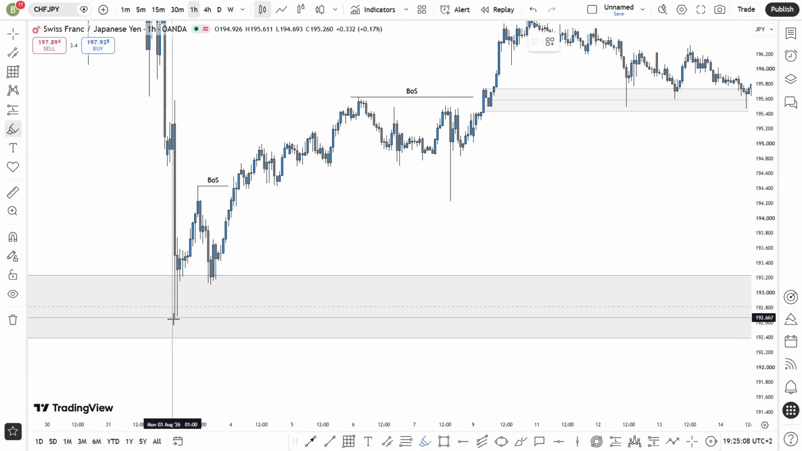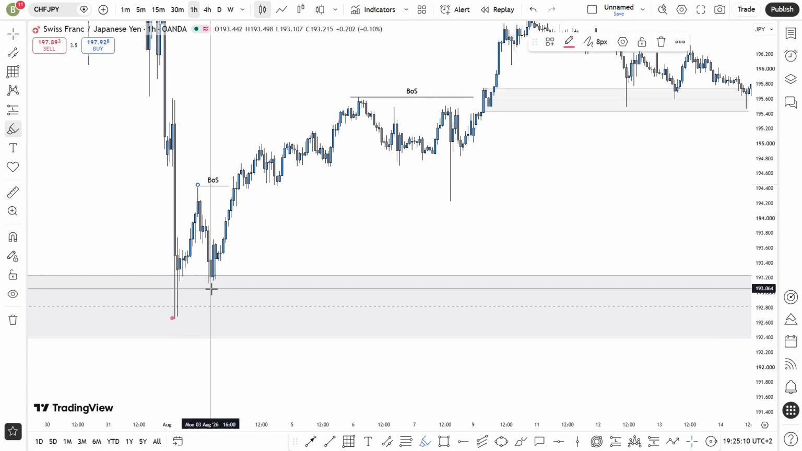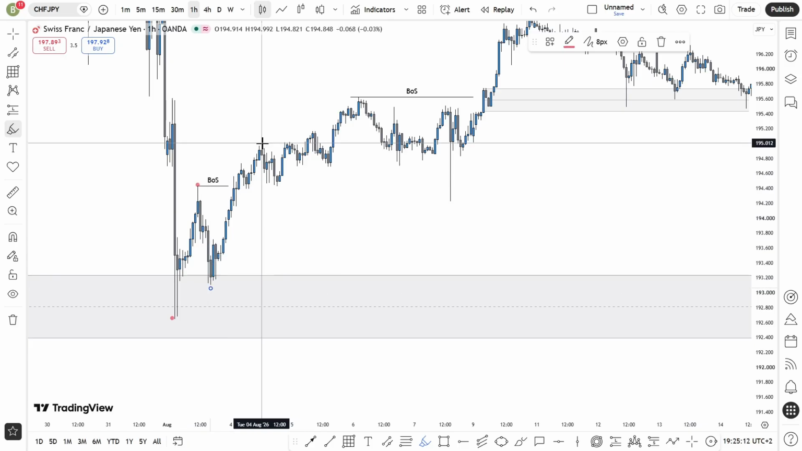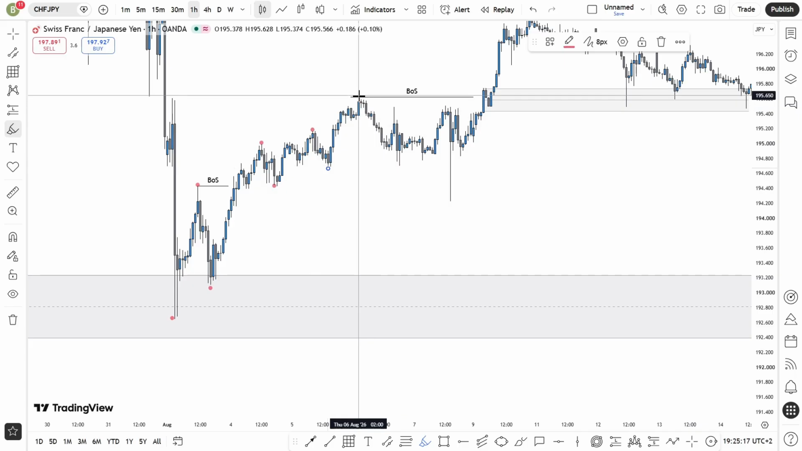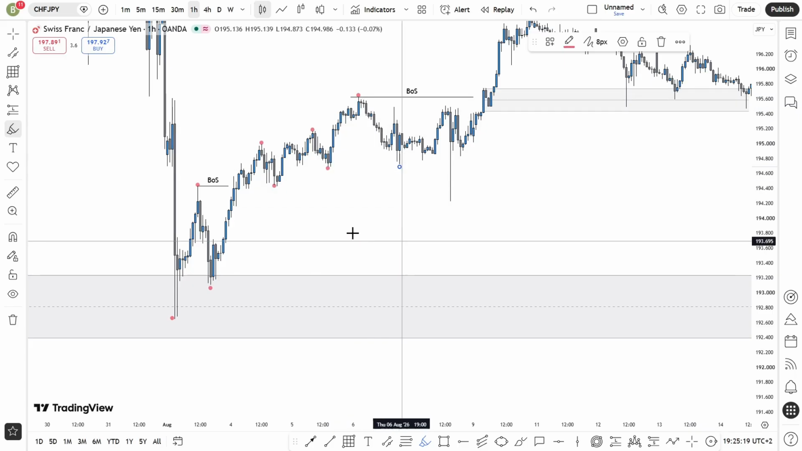So this was the low, this was the high, this was the higher low, then we had a bit of structure here, higher high, higher low, then we had this higher high, higher low, then we had this higher high around here, then we had this higher low. So this was just a liquidity grab around this point here.